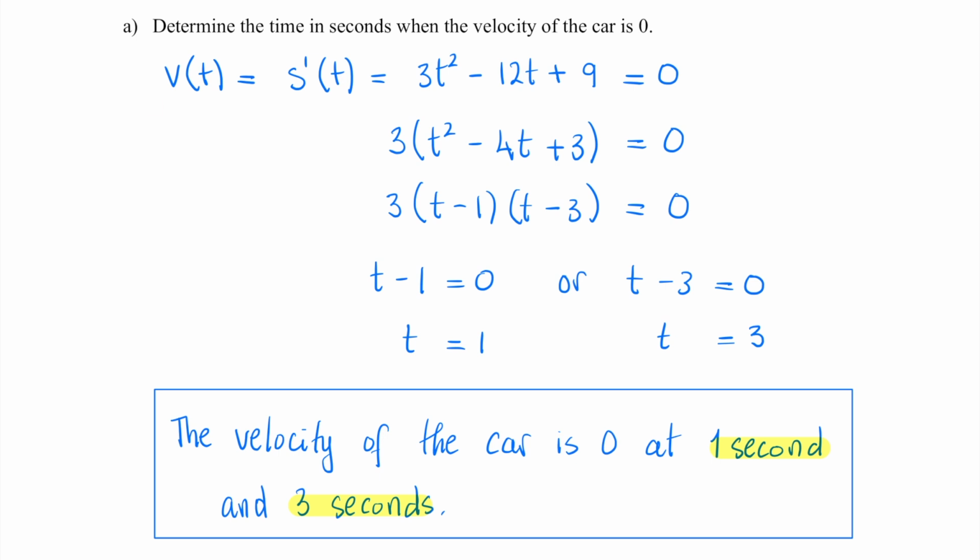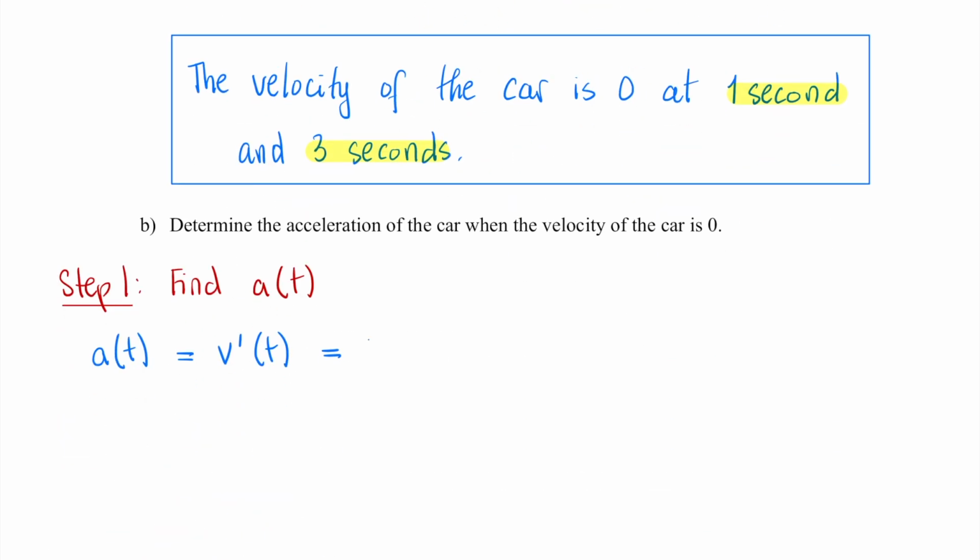And from part A, we found the velocity function is 3t squared minus 12t plus 9. Now we need to take the derivative of this function to find the acceleration. The derivative of 3t squared is 6t. The derivative of 12t is 12. And the derivative of 9 is 0. So v prime is 6t minus 12 plus 0, which is 6t minus 12. So the acceleration function equals 6t minus 12.